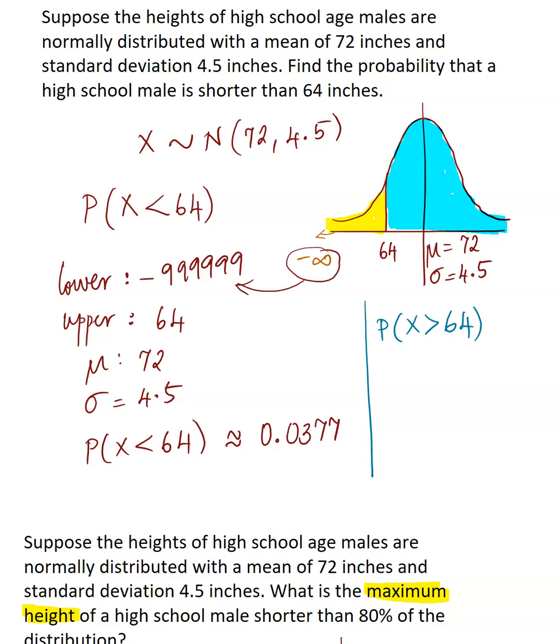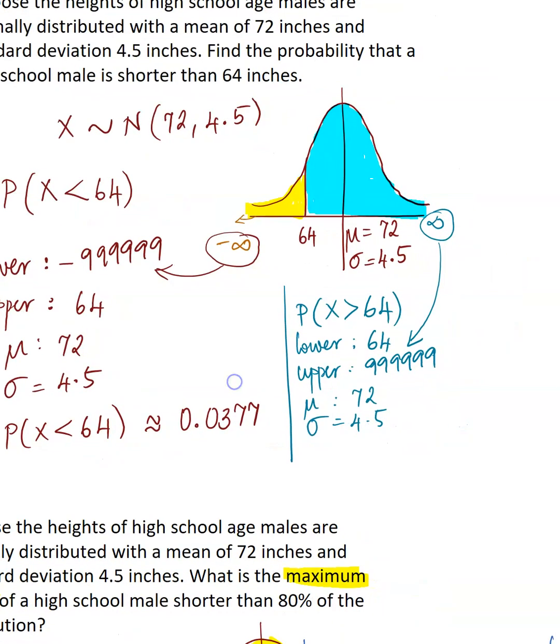So the way we approach this is that the lower value, the leftmost end of your blue shaded region, starts at 64. So your lower will be 64, but your upper goes all the way up to infinity, right? For infinity, manually, if you want to represent it as a very large number, again, throw in a bunch of 9s for the upper value. For negative infinity, we did a negative and a bunch of 9s. Here it is a positive with a bunch of 9s. And of course, your mu is 72, sigma is 4.5. Go ahead and compute this.